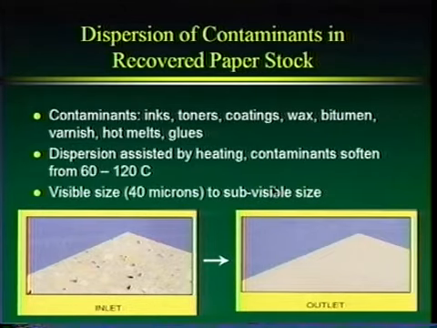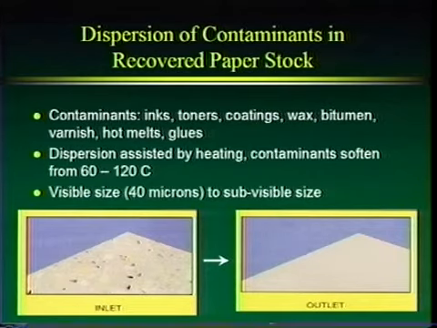Okay, so what are the kinds of things that we're trying to break down? The contaminants that can be offensive and large are things like inks, toners, coatings, chips of coating that have been unpulped, wax blobs, bitumen, varnish. Varnish is like a UV cured coating that's on the top of a magazine but still is attached to perhaps some printing on the surface of the magazine. Hot melts, which are adhesives often used in boxes. And then big chunks of glue and things like that.